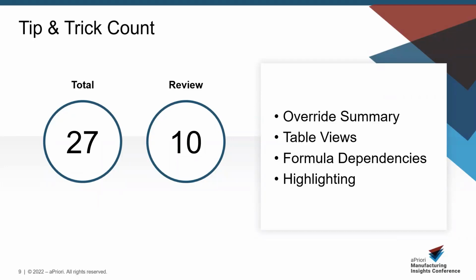And I know what you're thinking. Is that counter correct? And trust me, it is. It's just dependent on what your definition of a tip or a trick is. It could be as simple as showing you a hidden button that will allow you to resize your columns in table views. Or it could be as detailed as creating your own custom table view, and anywhere in between, including reviewing the cost override summary or digging into formula dependencies.